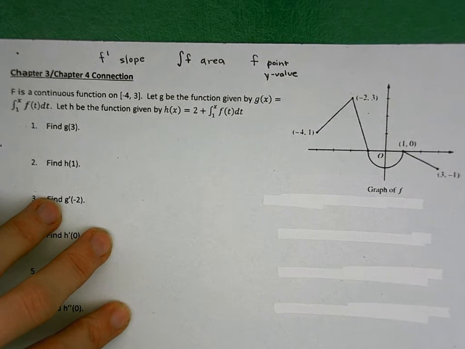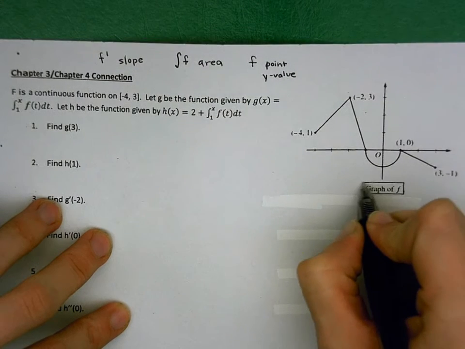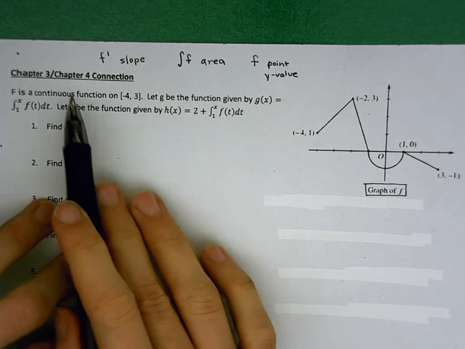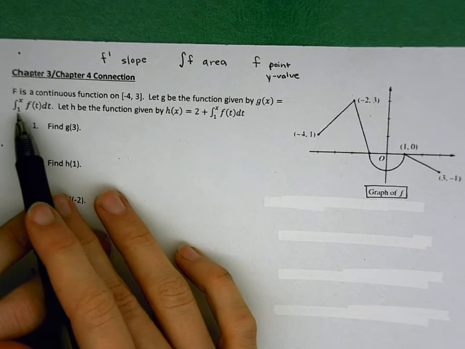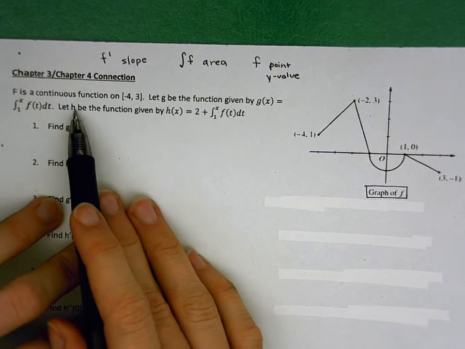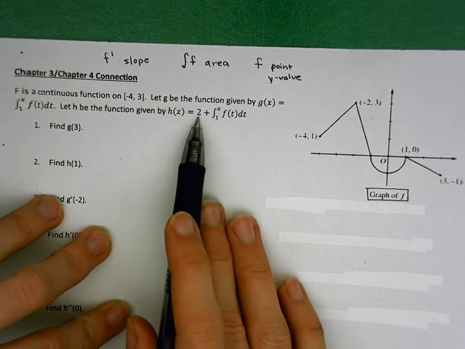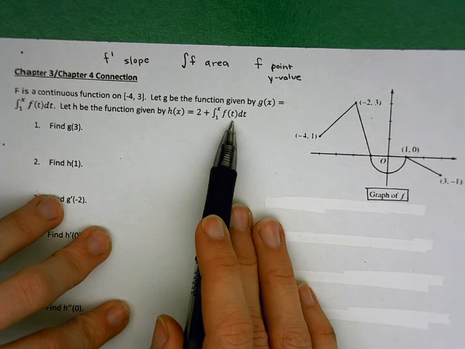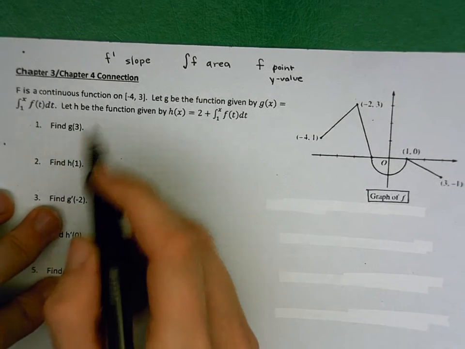Okay, so here we go. We are given a function here. This is a graph of f. And we are told that f is a continuous function, that g is the integral from 1 to x of f of t dt, and h is the function 2 plus the integral from 1 to x of f of t dt. And we're asked to find first g of 3.